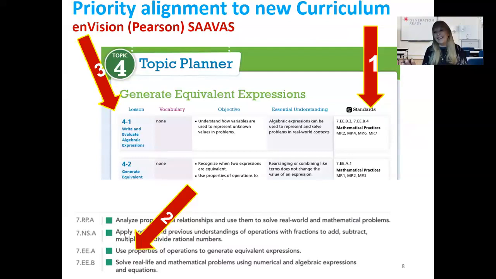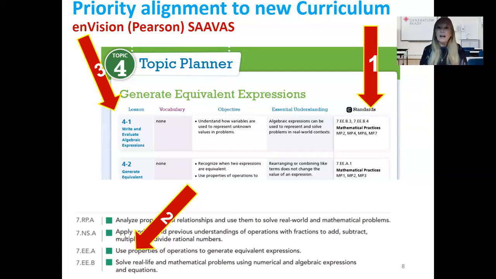And you go, wait a minute, I liked those very plain slides. This is so busy, I'm going to have to close my eyes. Well, this is putting it all together. Just focus on the 1, 2, 3. All right, the red arrows, 1, 2, 3. Then it's not so busy. We're going to take the priority alignment to your new curriculum.